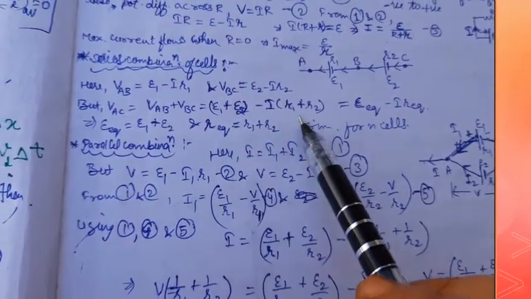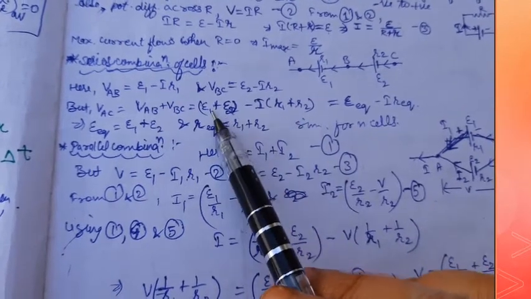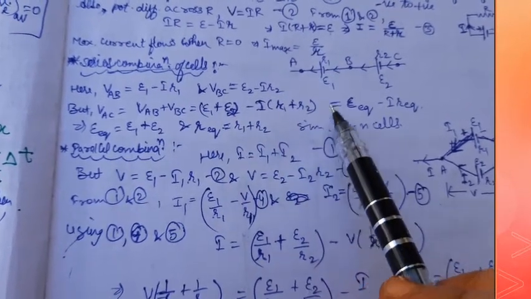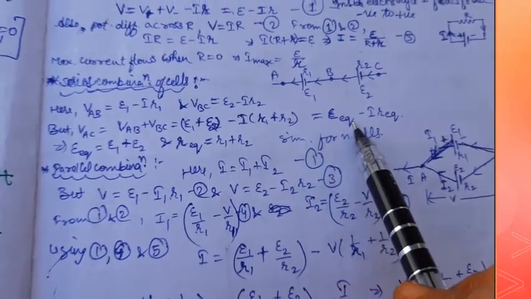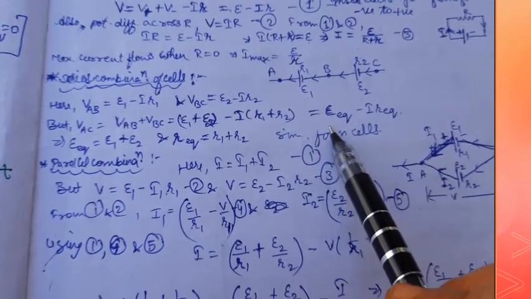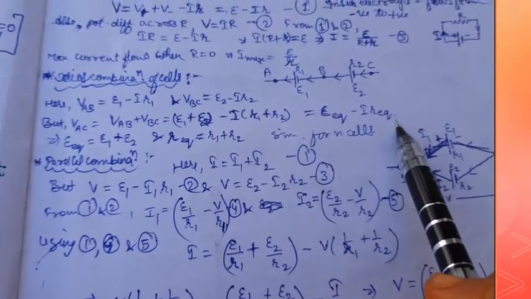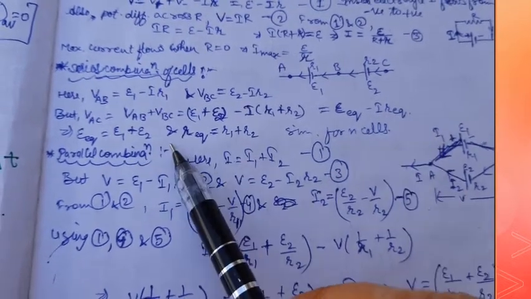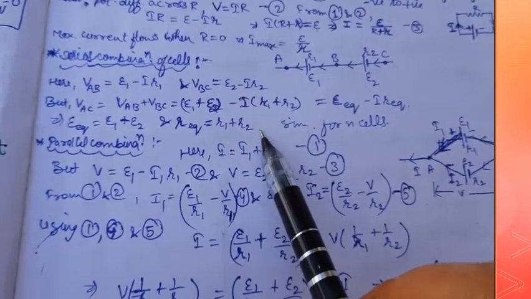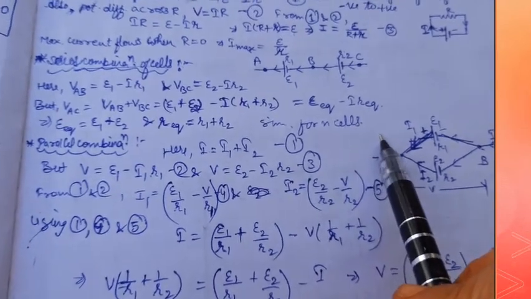So we add up the two expressions and we get E1 plus E2 minus I times (R1 plus R2). Here E1 plus E2 is the equivalent EMF of the series combination, E equivalent, and R1 plus R2 is obviously the equivalent internal resistance of the series combination, R equivalent. This is for two cells, and similarly you can write it for n cells as well.